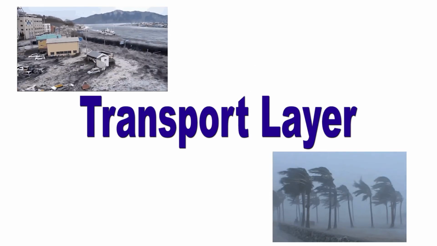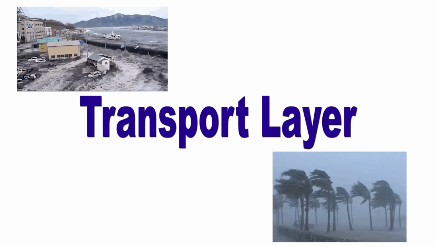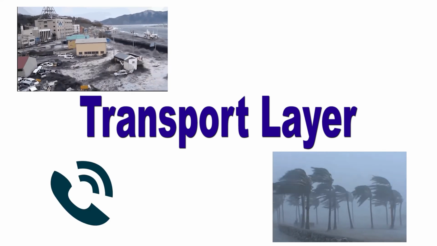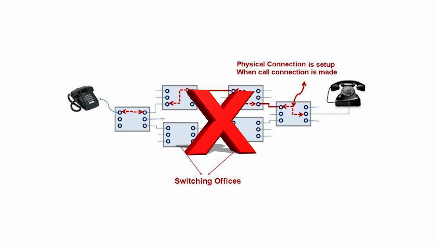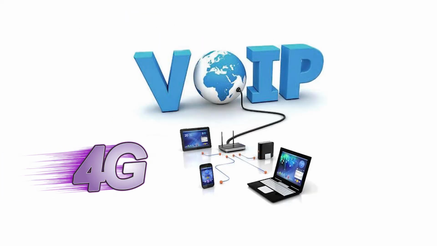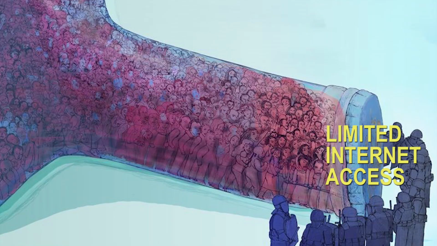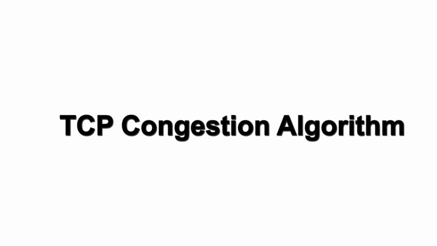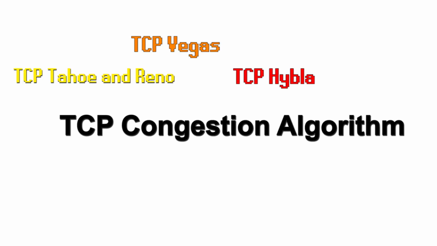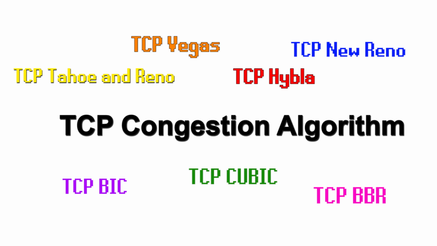When a natural disaster strikes, most of the victims will try to contact their family either through phone calls or the internet. But since circuit switching was completely replaced by voice over IP in 4G, the network will be congested with spikes of outgoing calls and victims trying to access the internet. To solve this problem, multiple TCP congestion control algorithms such as TCP Reno have been implemented.